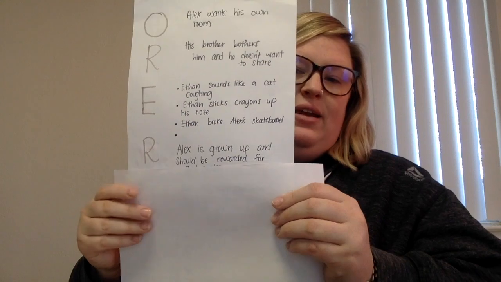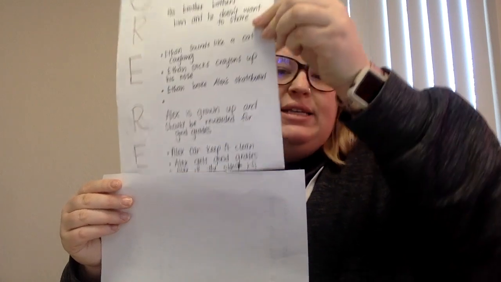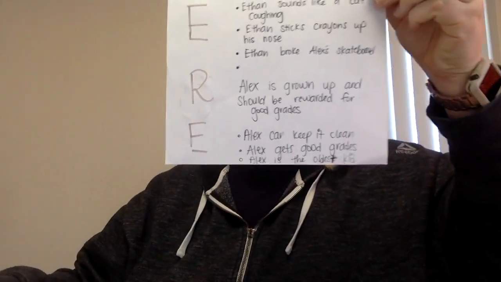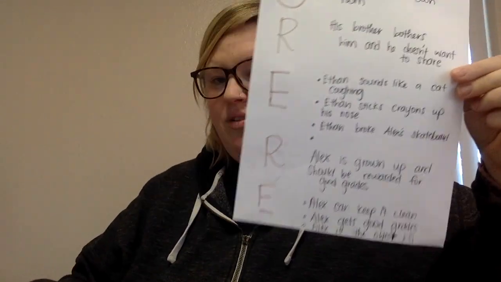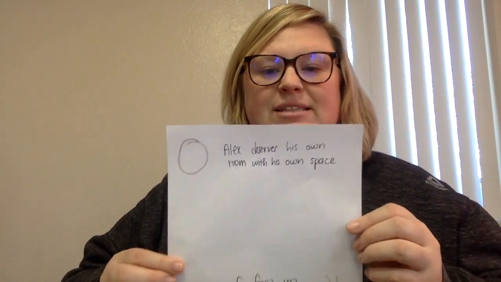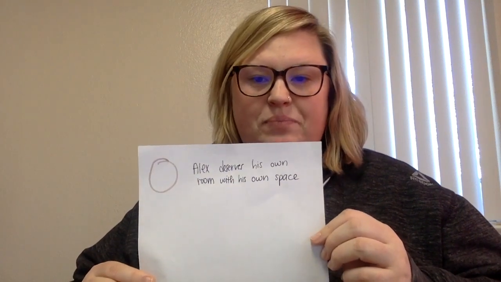But then he has another reason. He thinks he's a grown-up and he should be rewarded for good grades. His examples were that he can keep it clean, that he gets good grades, and he's the oldest kid. Those are examples that support his reason. So then his last opinion, his last O, is Alex deserves his own room with his own space. Now, his dad said he can't get his own room, but he respected his opinion, and he said, you make a good point. You have good reasons, and you have good supporting reasons, so let's give you a treehouse.